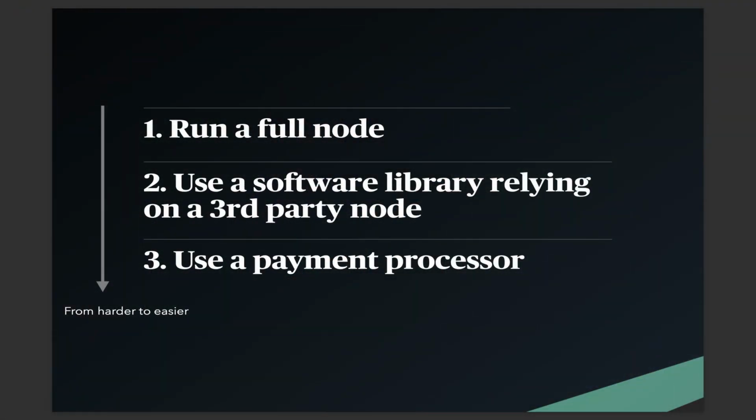And this is listed from the hardest to do, the more technical, to the easier. Using a payment processor is very easy to integrate in your website. If you have like a Shopify site, it's already built in. You can start accepting Bitcoin Cash and cryptocurrency payment.